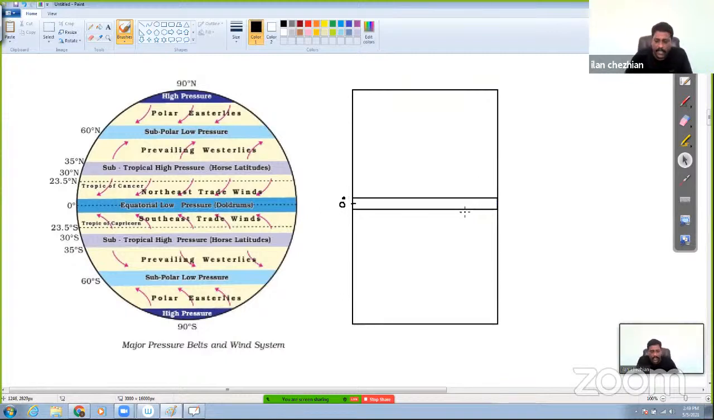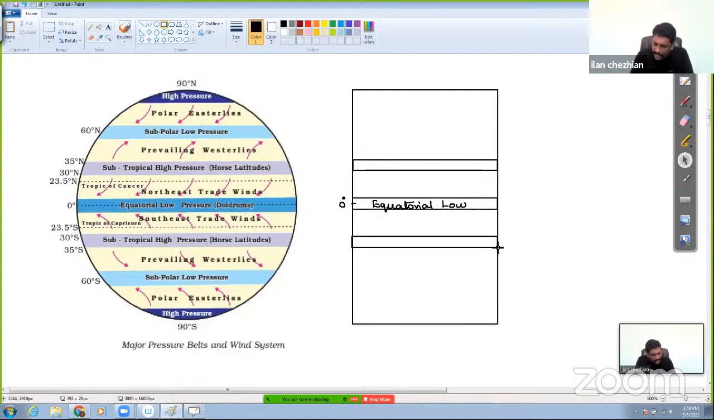this is the place where you have a low pressure system, and this low pressure system we call what? Equatorial low, my friend. Within brackets itself, I'll just write it. You have a low pressure system, and this low pressure system you call equatorial low.